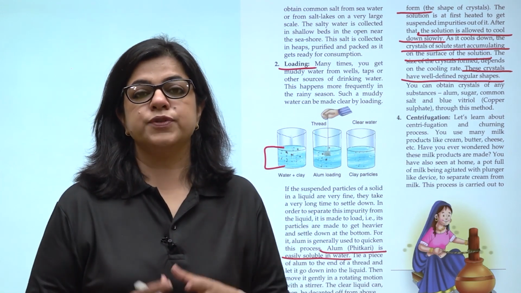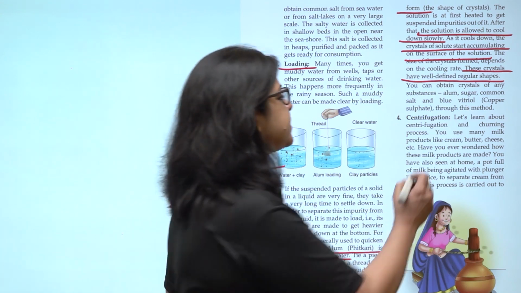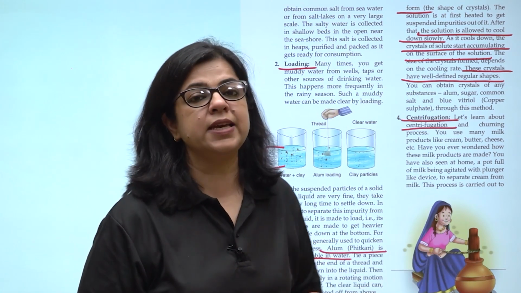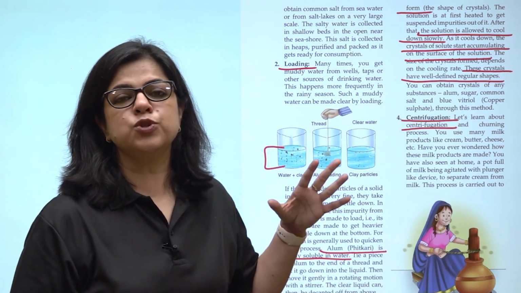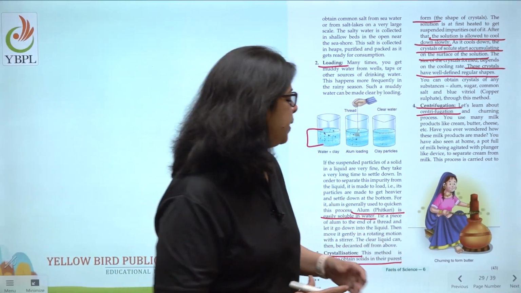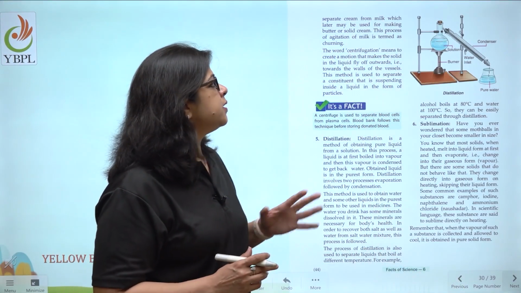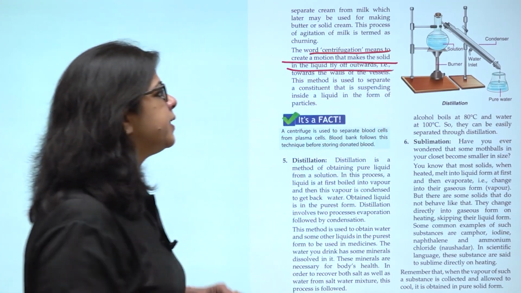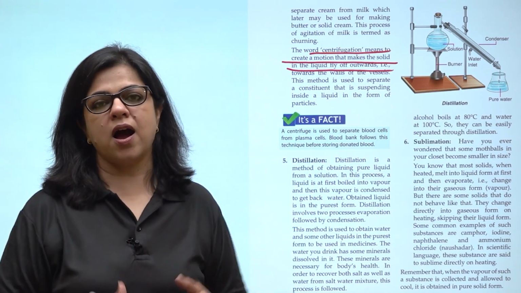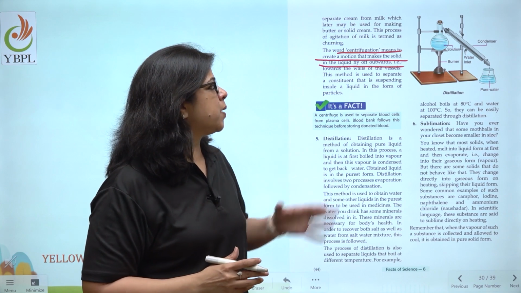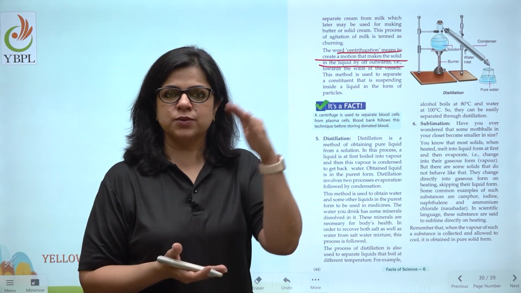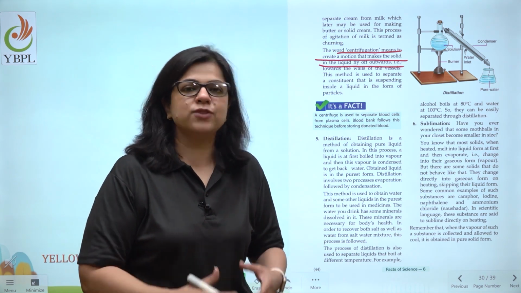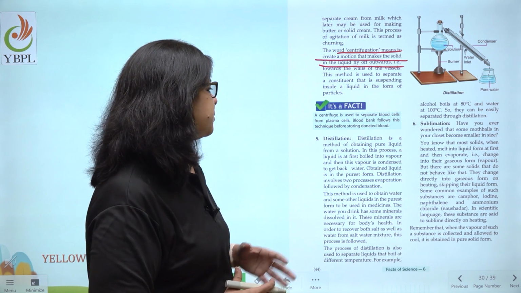The next way of separating mixtures is known as centrifugation. Centrifugation is a churning process, as we can see in the picture also. It helps to separate butter from milk. The word centrifugation means to create a motion that makes the solid in the liquid fly off outwards. So, that is why it is done in closed vessels with closed lid, so that when the substances are flying outwards, they actually do not fly out of the vessel.